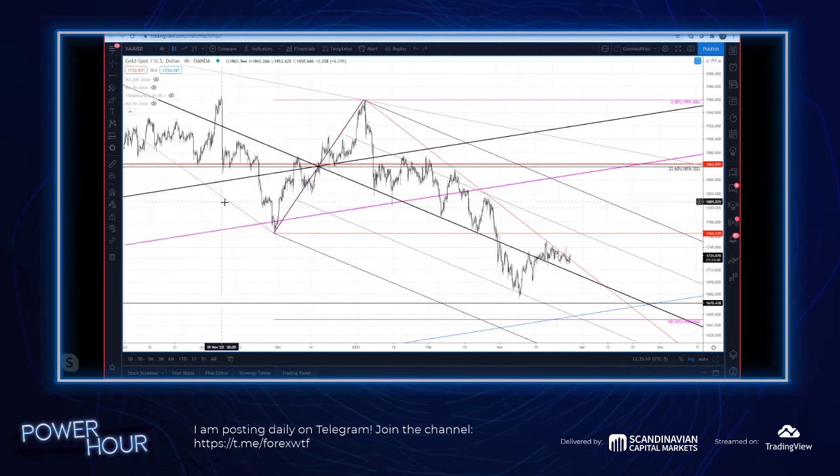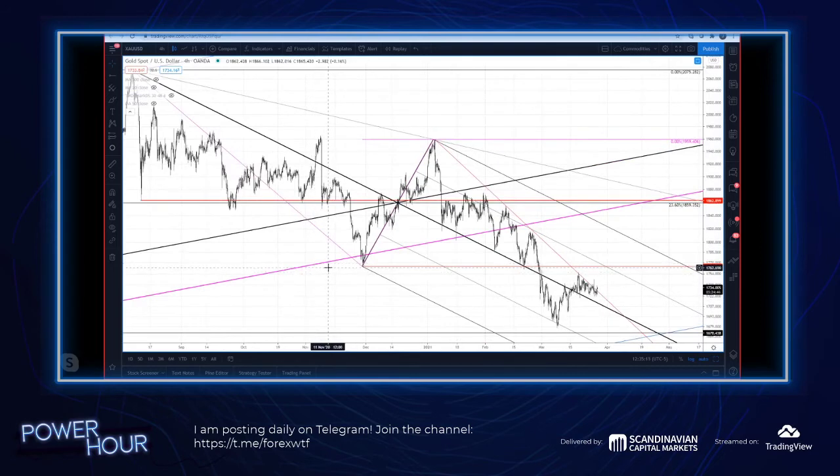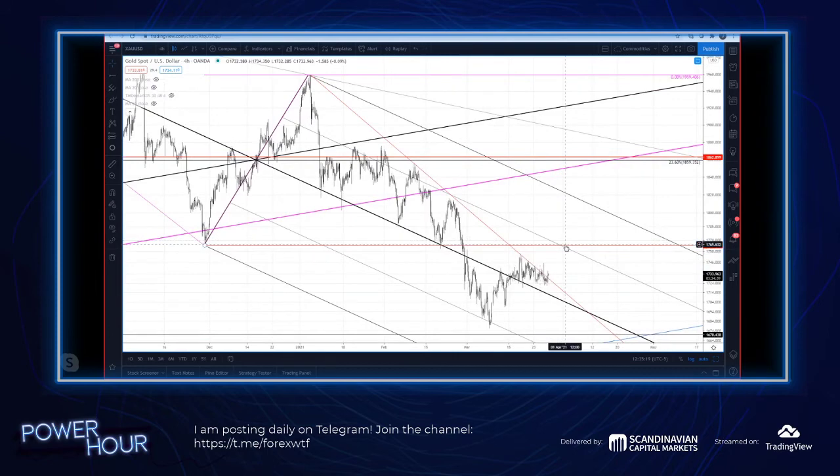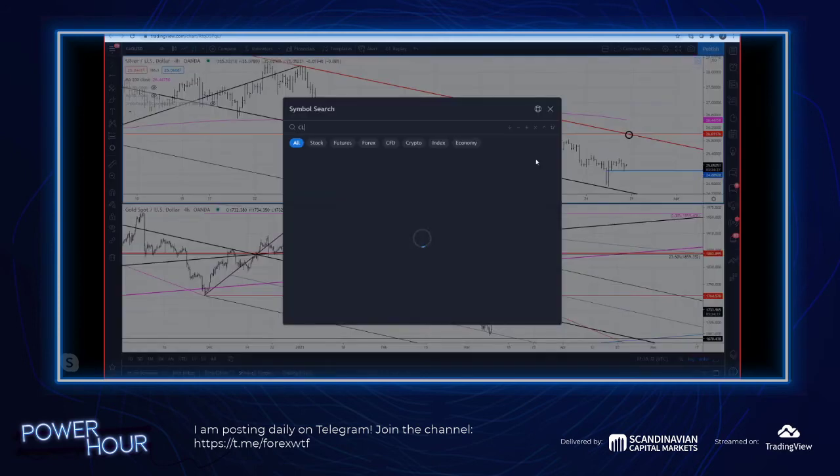on these parallels. Gold, by the way, trades very well technically. It's the most technical market there is. There's no fundamentals in gold. It's pure supply demand, right? All right, let's look at crude real fast.